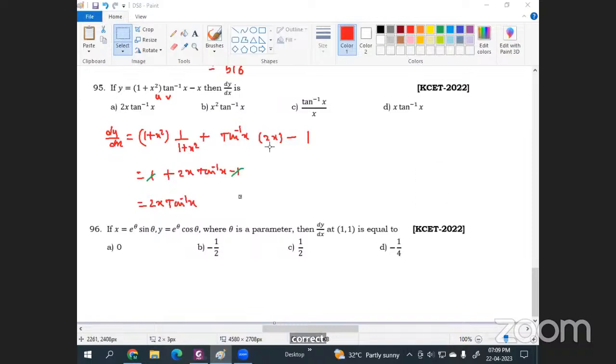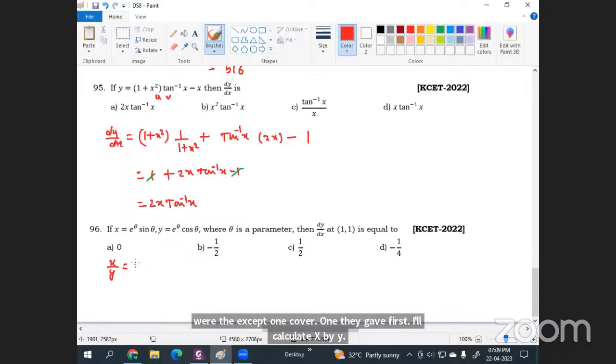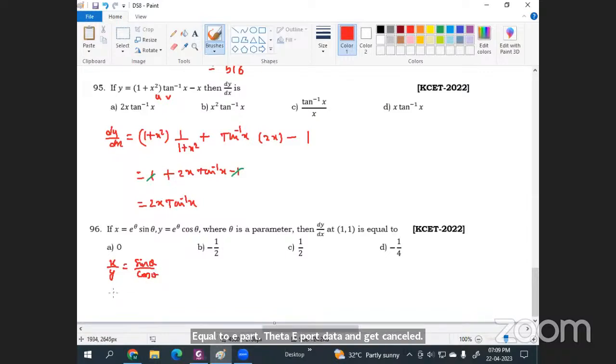Right, try this question. So first, dy by dx at (1, 1) they gave. First, I'll calculate y by x: e power theta will get cancelled, no? Sin theta by cos theta. So 1 by 1 equal to tan theta. Theta equal to pi by 4. Keep it as it is. So e power theta will get cancelled, no?